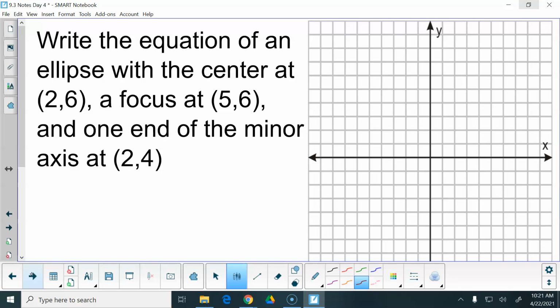Ooh, I kind of like this one. Write the equation of an ellipse with a center at 2, 6. So I'm giving you the center. 2, 6. So there is my center. A focus at 5, 6. And one end of the minor axis at 2, 4.